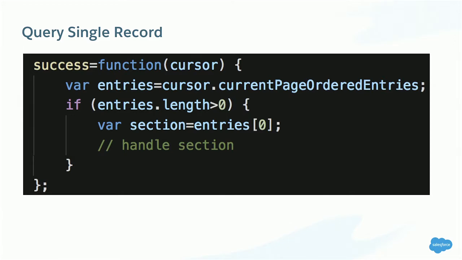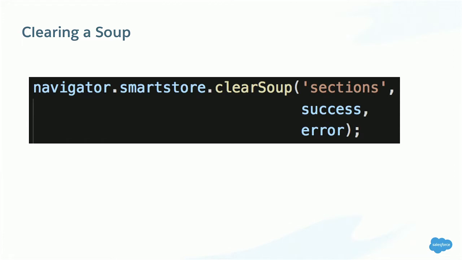And the final operation on a soup that I do is I clear it down. I do this when I synchronize with the Salesforce server. So basically, again, pass it the soup, pass it the success or error. And this is, again, one where it'll either succeed or it'll fail, and I don't get any more information about that.